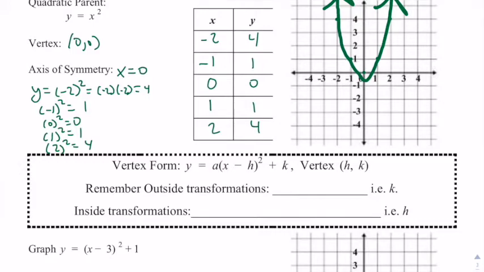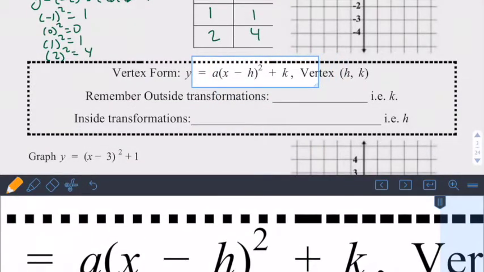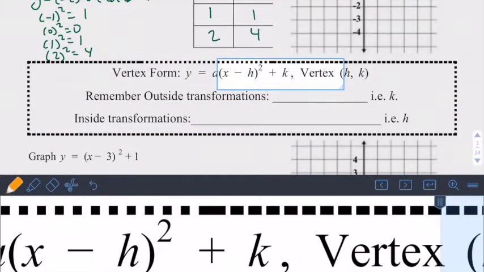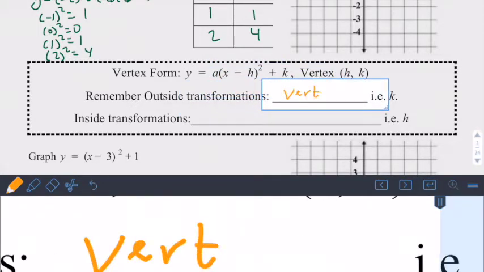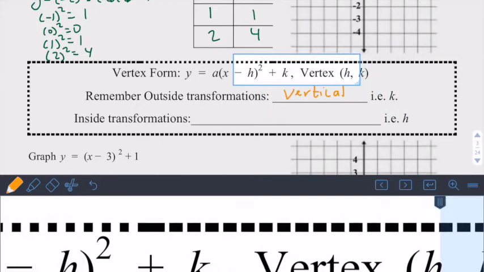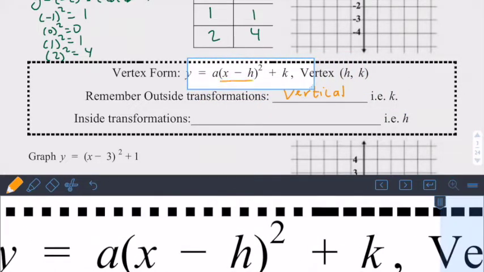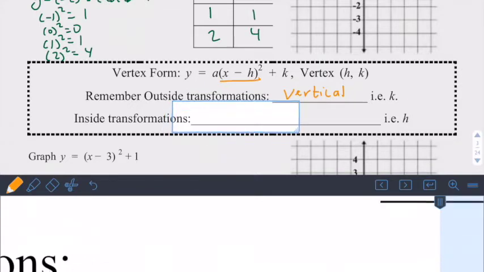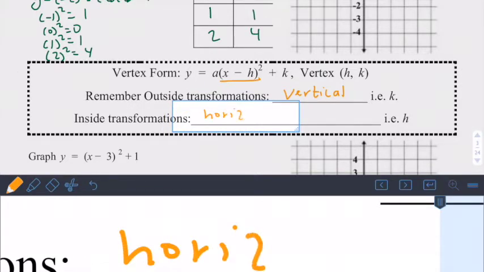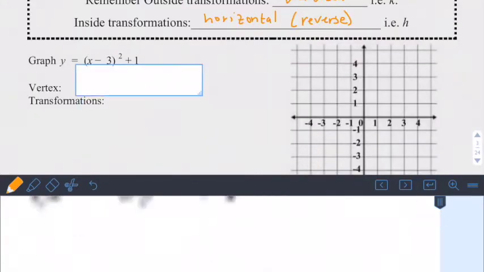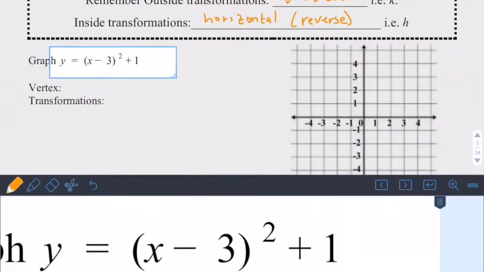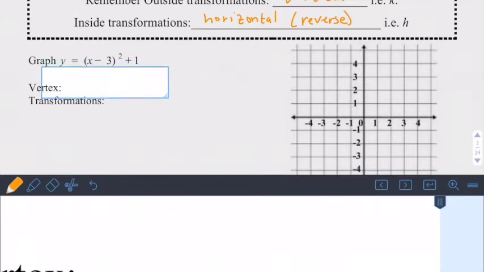Now, just like our last chapter, we have our vertex form. Remember that -h and +k from the absolute value? So remember, outside transformations are vertical. So those are our k's, right? Outside. And then inside transformations, inside, we go horizontal. And it's reversed, right? Reversed or backwards. So if we graph this one, remember our vertex is just going to be 3, 1.